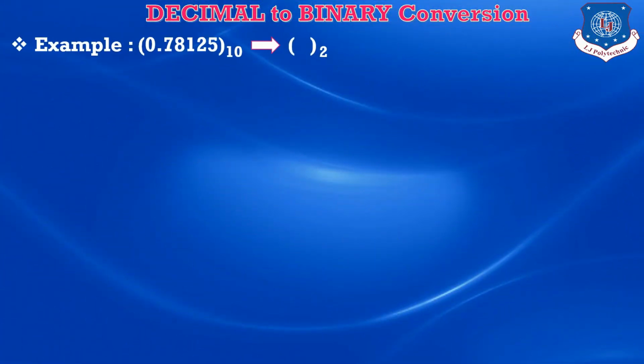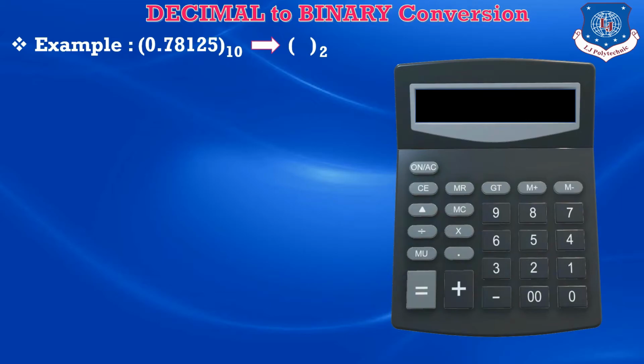Now we take another example for decimal to binary conversion of fractional value. Here I take 0.78125 as a fractional decimal number. Now we proceed for its binary conversion. Make sure that for decimal to binary conversion of a fractional number, we must follow multiplication with the base or radix. Here for our reference we use a calculator.